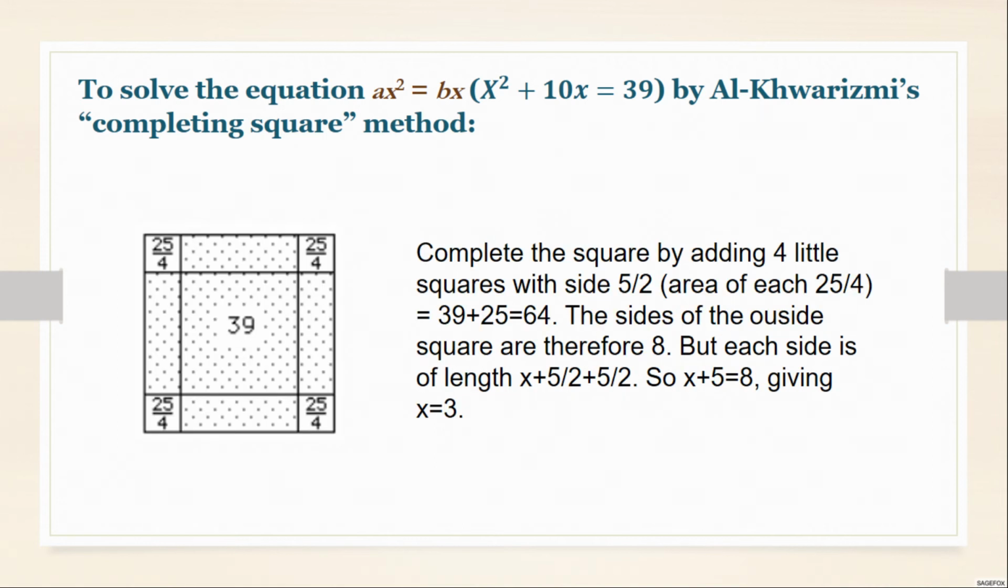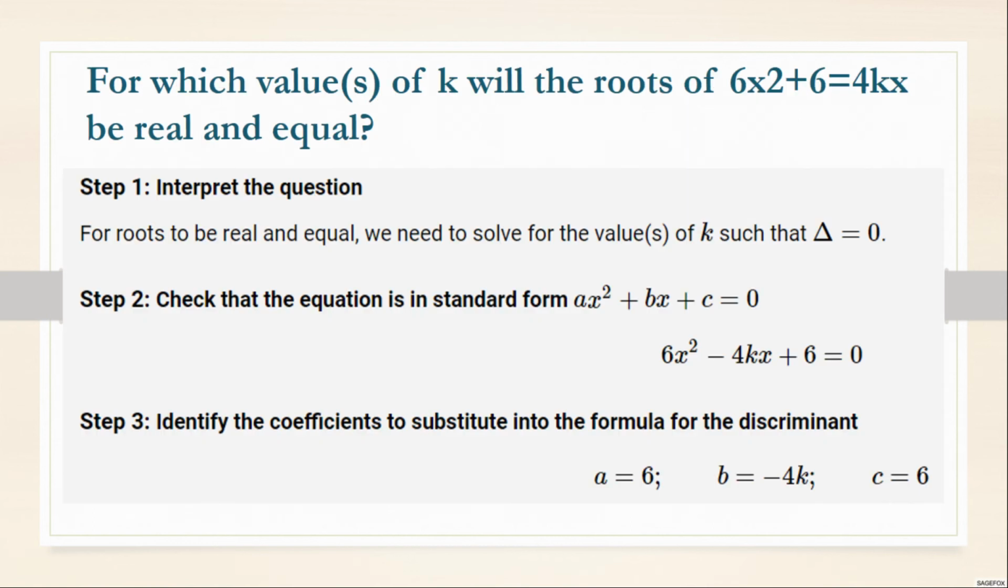After that, complete the square by adding 4 little squares with side 5 over 2, the area of each being 25 over 4. That means we get 39 plus 25 equal to 64. The sides of the outside square are therefore 8. But each side is of length x plus 5 over 2 plus 5 over 2. So x plus 5 equal to 8, giving the answer x equal to 3. This is also another example.